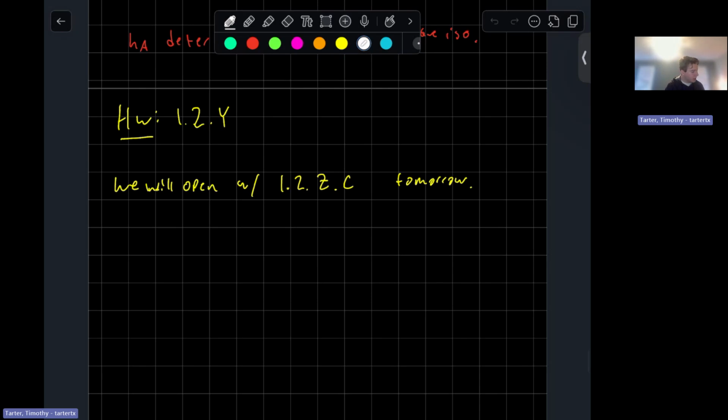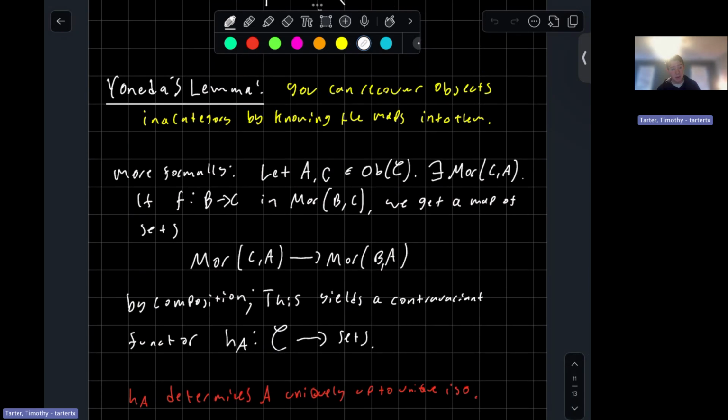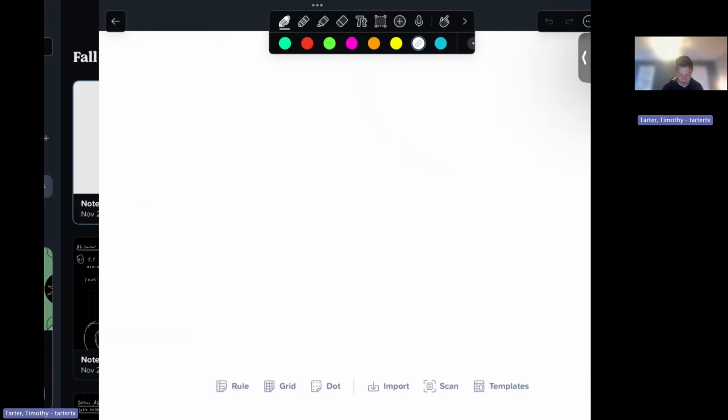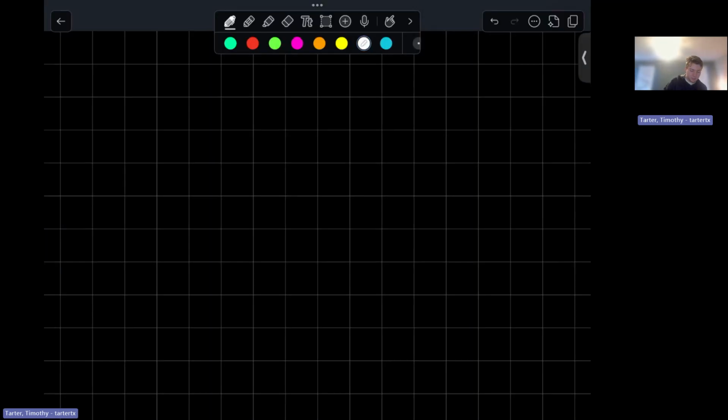Okay. Recall that Yoneda's lemma says basically that you can recover objects in a category by knowing the maps into them. And moreover, if you have a functor which describes those maps, you can describe the category. So, making a new document for lecture 11.